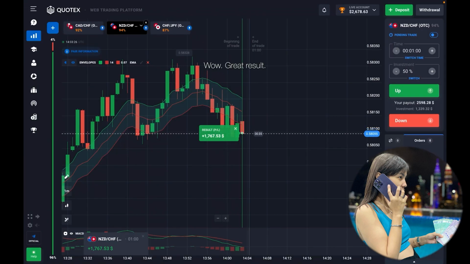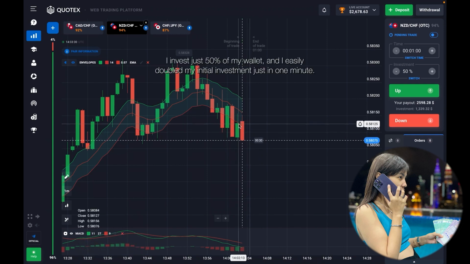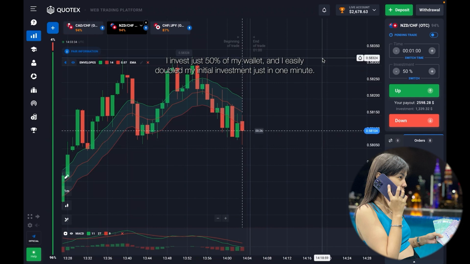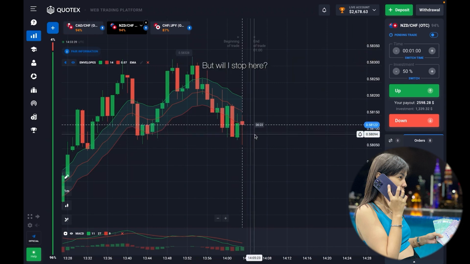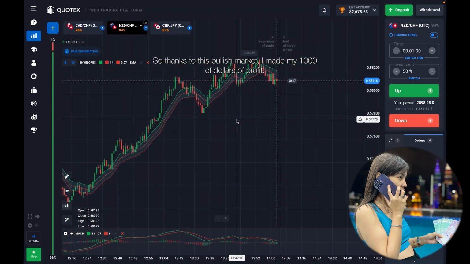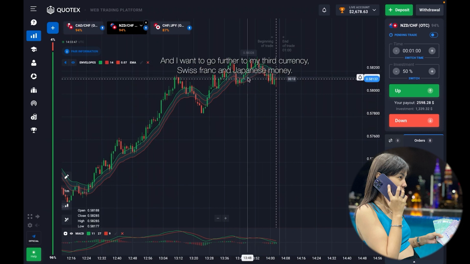Guys, great result again. I'm in profit, of course, and can you see this? I invested 50% of my wallet, and I easily got back my initial investment in just 1 minute. I think it's a really perfect way to earn your money, but will I stop here? Of course not. I want to make one more trade, and thanks to this bullish market, I made my $1,000 in profit, and I want to go further to my third currency.